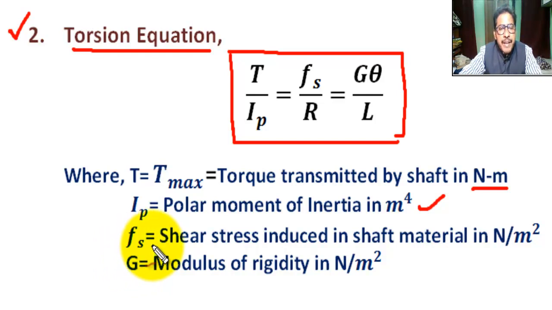Fs equals shear stress induced in shaft material in Newton per meter square, G equals modulus of rigidity in Newton per meter square.